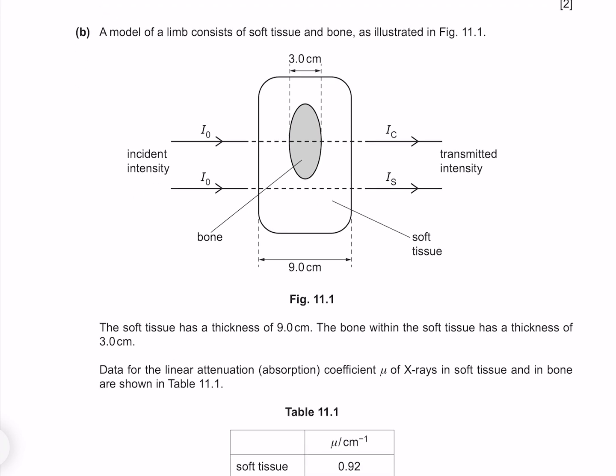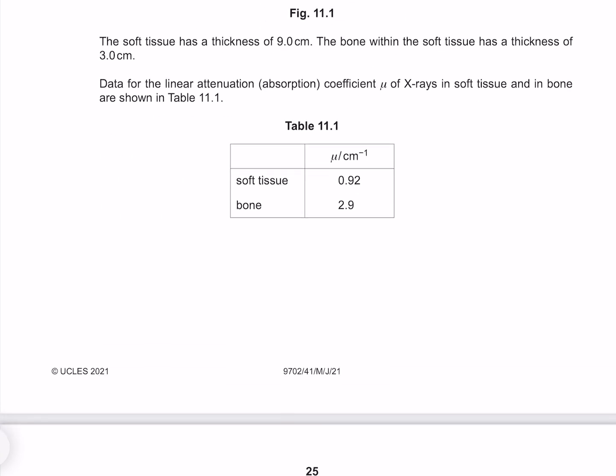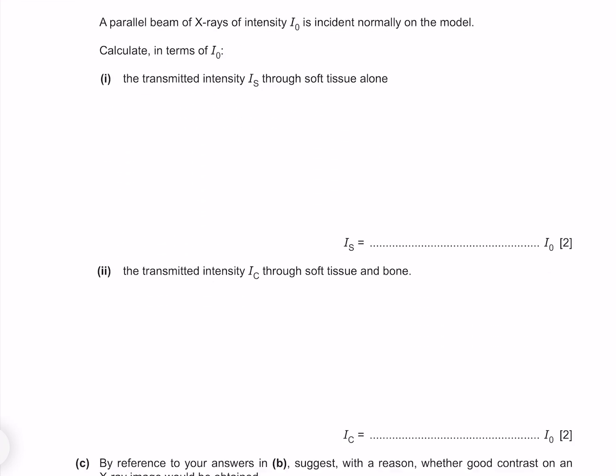A model of a limb consists of soft tissue and bone, as illustrated in figure 11.1. The soft tissue has a thickness of 9 cm. The bone within the soft tissue has a thickness of 3 cm. Data for the linear attenuation or absorption coefficient of X-rays in soft tissue and in bone are shown in Table 11.1. A parallel beam of X-rays of intensity I0 is incident normally on the model.